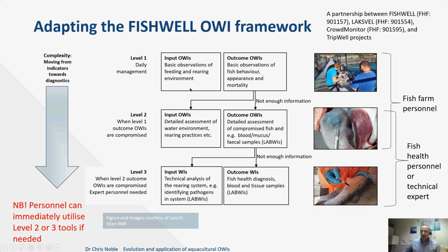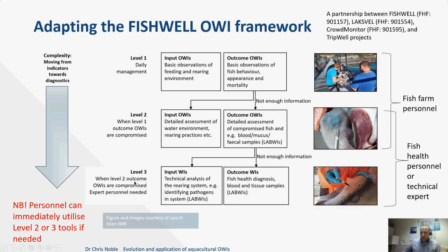If you don't have enough information, and the complexity increases, actually, at each level you move from indicators towards diagnostics. So if you don't have enough information from the outcome OWIs, then start looking at level 2 input indicators. So a more detailed assessment of the water environment or rearing practices, more detailed outcome-based welfare indicators, compromised fish, e.g. blood, mucus, fecal samples, so start using LabWIs.